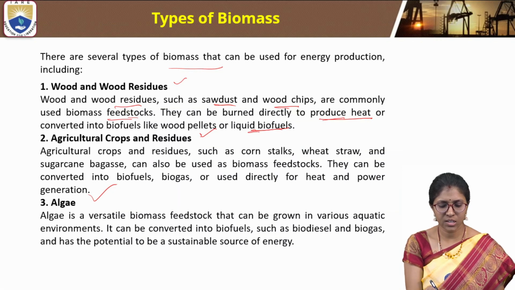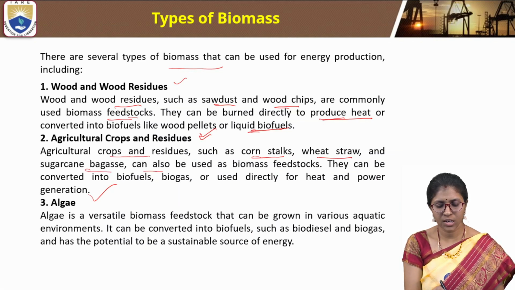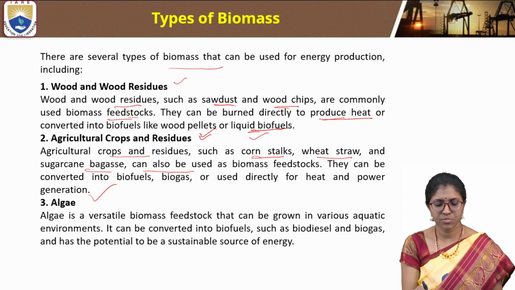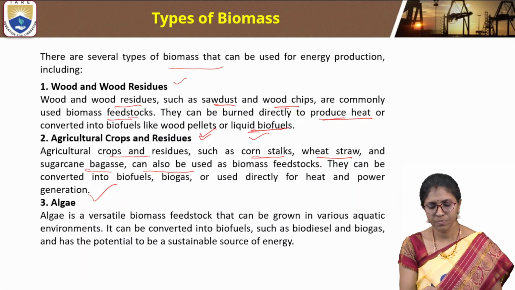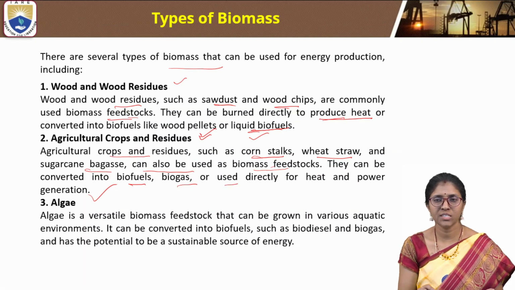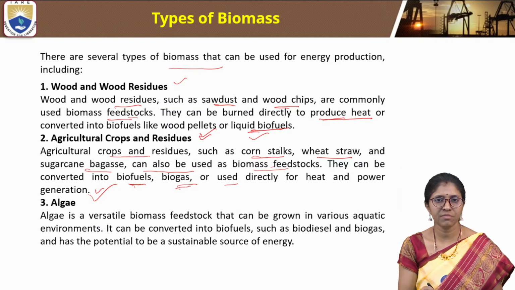Next one is agriculture crops and residues. Agriculture crops and residues such as corn stalks, wheat straw and sugarcane bagasse can also be used as biomass feedstocks. They can be converted into biofuels and biogas, and also used directly for heat generation and power generation, that is, production of heat energy and electrical energy.